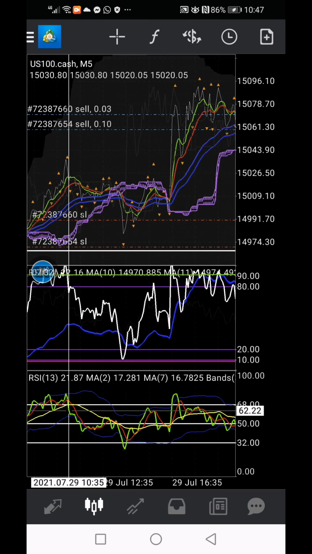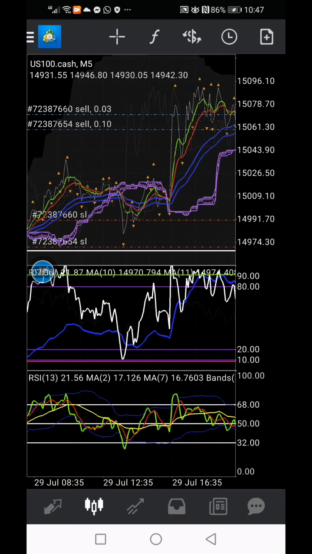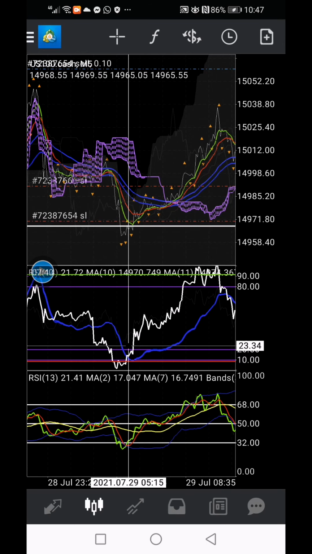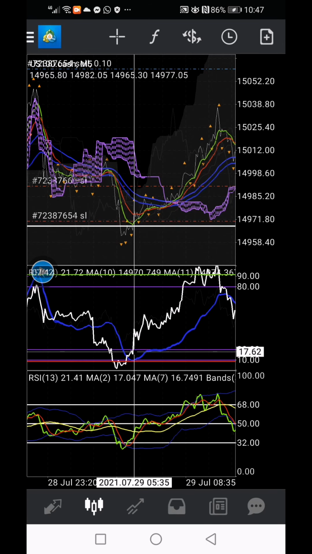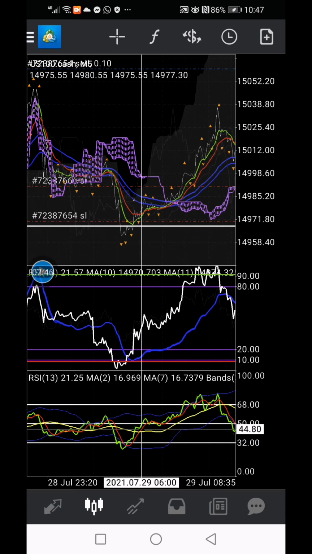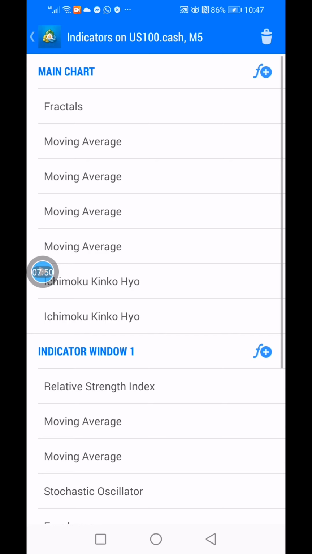But if TDI is giving me a sell and my moving average is here, of course I won't sell, because my moving average has to be on top. Look at what I'm saying. I have to be looking for buy here because my moving average is down here. So when TDI gives me this and it crosses the yellow line, it's a buy.